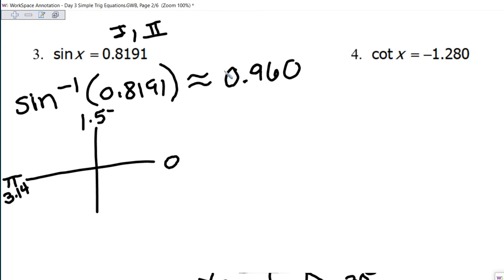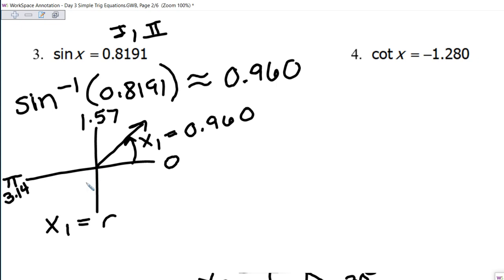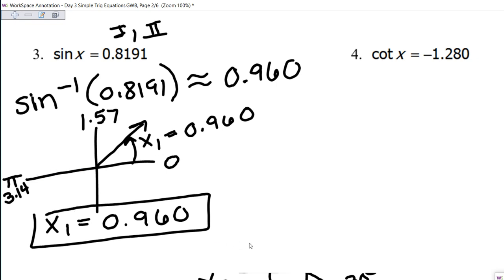So if this is my angle in radians, 0.960 would terminate in which quadrant? Quadrant 1. So here's x1, which is 0.960. So there's my first answer. But I also have to have the second answer. And we said that sine is also positive in quadrant 2. So now we have to figure out what is this angle, x2. This would also be my reference angle here, is also 0.960.